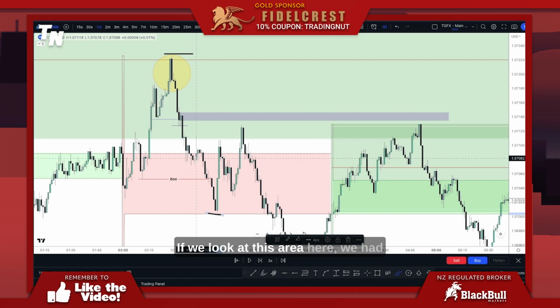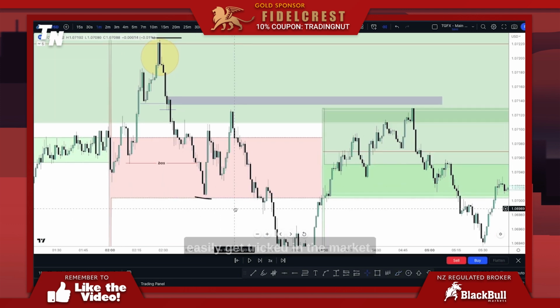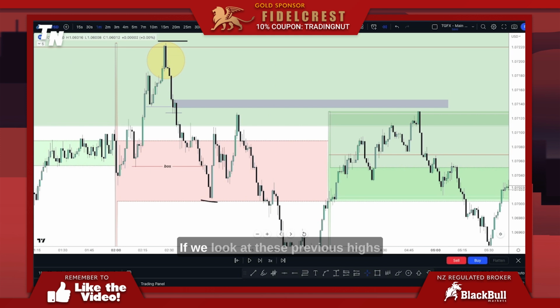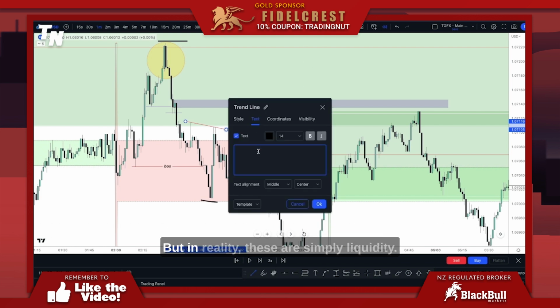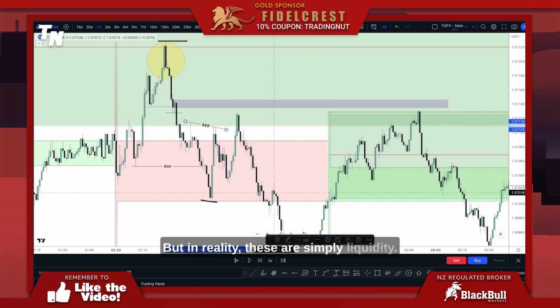If we look at this area here, we had a doji, we had 1 bullish candle that shot up, and then we had the second green candle that traded inside the range of this one here. So this one did not trade outside the previous candle's range. Now this is how we can easily get tricked in the market. If we look at these previous highs here, we can easily think that we've transitioned or broken structure to the uptrend, but in reality, these are simply liquidity.